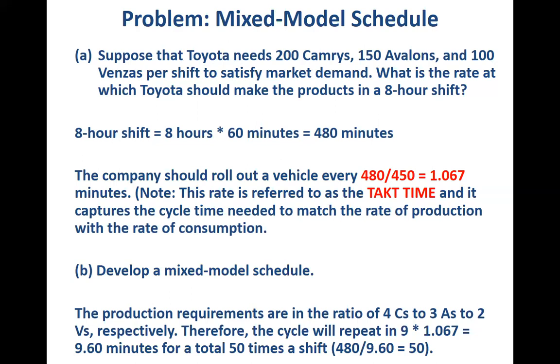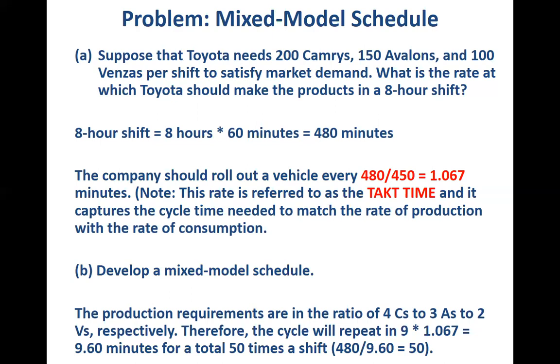Now, this is the rate which is what we call the takt time, and it captures the cycle time needed to match the rate of production with the rate of consumption. The next step would be to develop a mixed model schedule for these different types of models that Toyota intends to make. The production requirement, we could have completed that by basically making 200 Camrys followed by 150 Avalons and then 100 Venzas. That would be one way to do it.